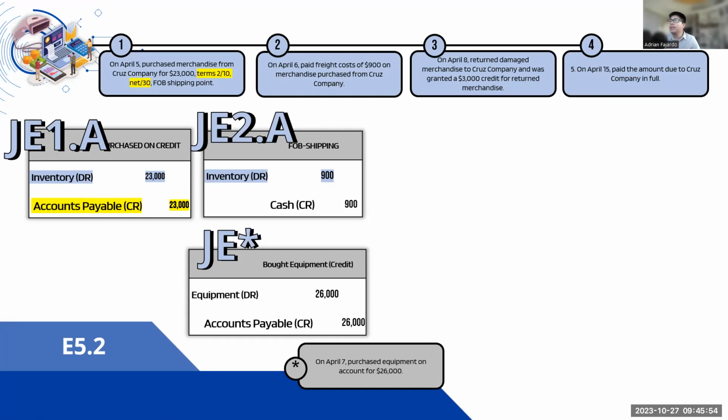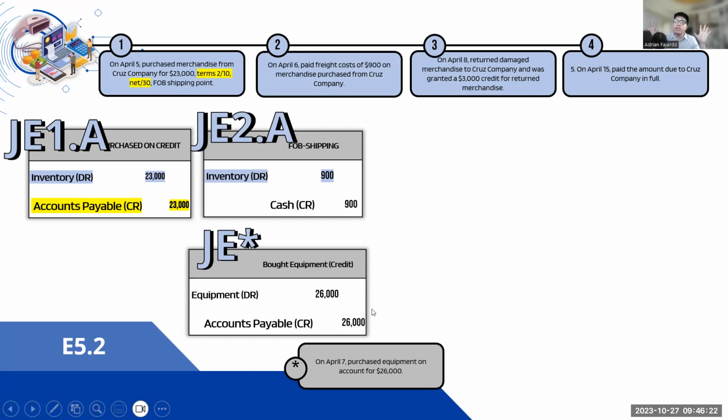Kasi if you're gonna do a T account for accounts payable, how it would look like is your accounts payable will now balloon not from 23,000 but to 49,000. Kasi 23,000 plus 26 is 49. So, i-ignore nyo tong accounts payable na to for the meantime in terms of computing for your discount, right? So, ang titingnan nyo lang accounts payable is the ones related to your inventory.